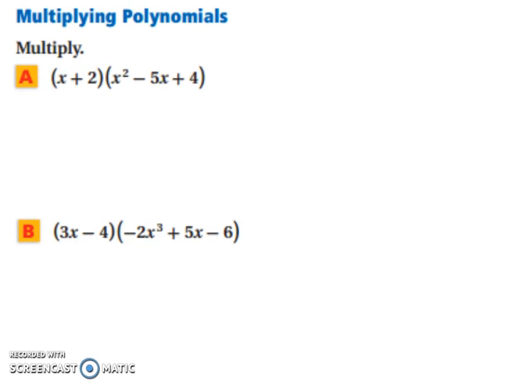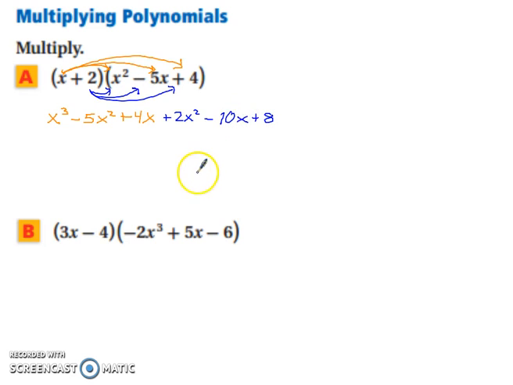So this is when that trinomial comes into play that I was talking about. So we're going to distribute this x to every term. Okay? So we end up with x to the third minus 5x squared plus 4x. So we only just distributed the x all the way across to each of our three terms in this trinomial. Now we're going to do the same thing with the 2. So we're going to distribute the 2 to each term. So we end up with plus 2x squared minus 10x plus 8.